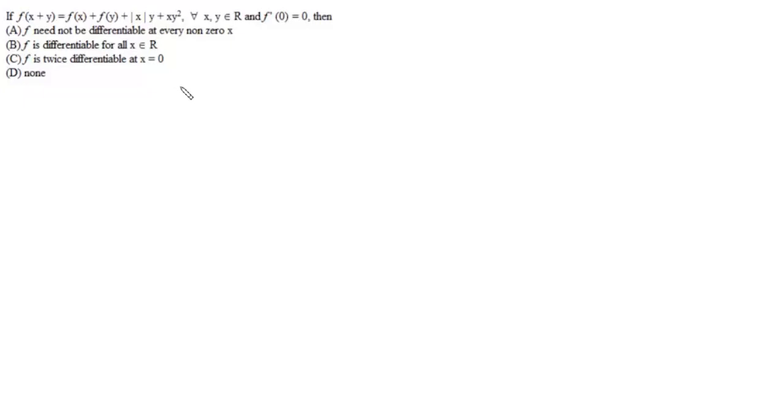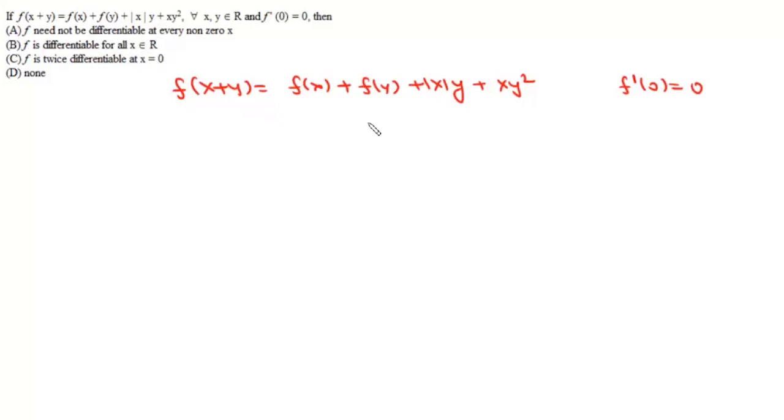Now here the question is, we are given this function which is defined as f(x plus y) and is equal to f(x) plus f(y) plus mod xy plus xy square for all x, y belonging to R, and it says f dash 0 is 0. Now if we put x and y as both 0, we'll get f(0) as 0 as well. So at 0, f(x) is 0 and f dash x is 0.